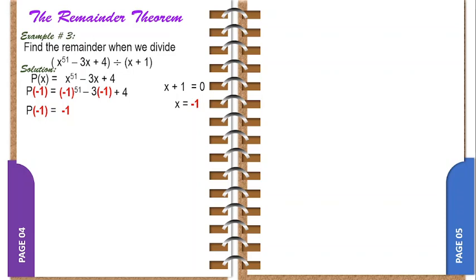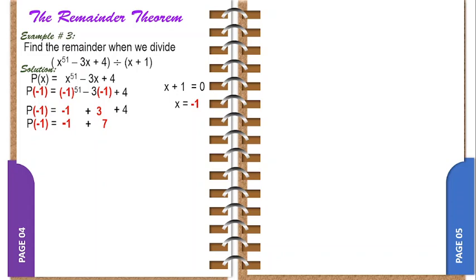Then negative 3 times negative 1 is positive 3, bring down positive 4. P of negative 1 equals negative 1 plus 3 plus 4, which is positive 7. Simplifying, negative 1 and 7. Notice that the numbers to be added are opposite in sign: one is negative, and the other is positive.